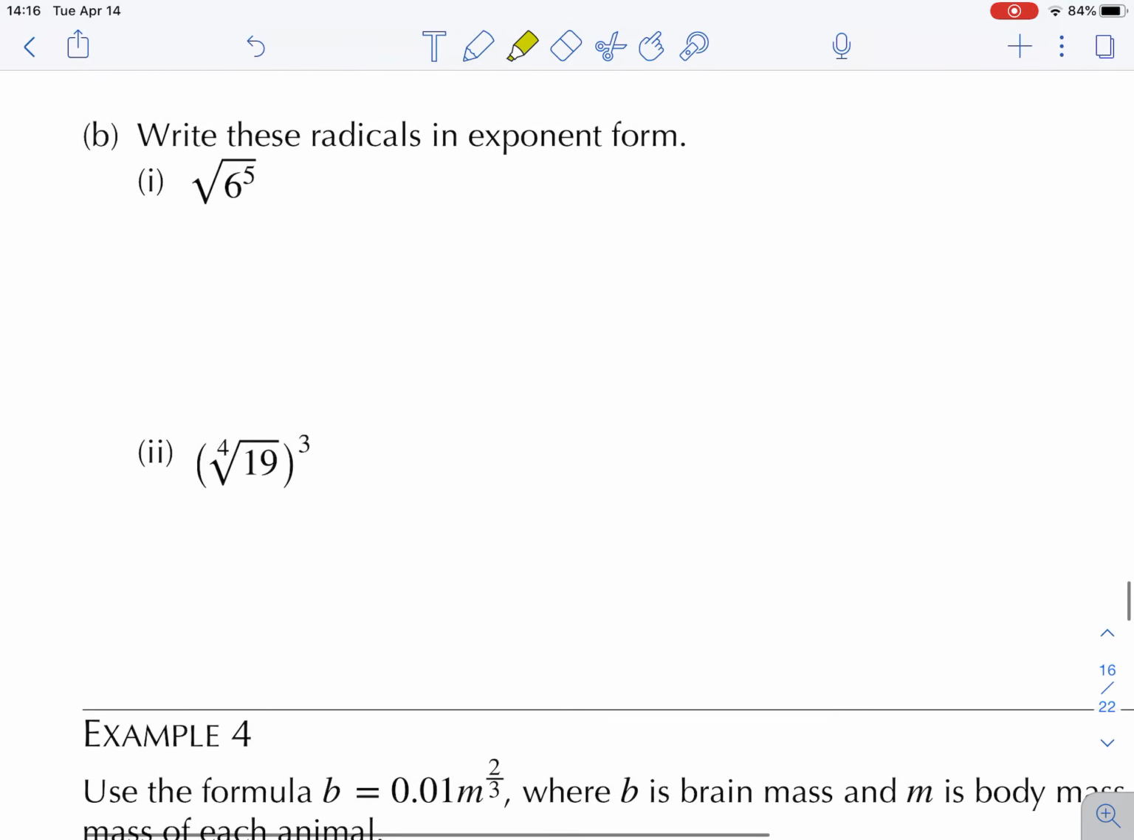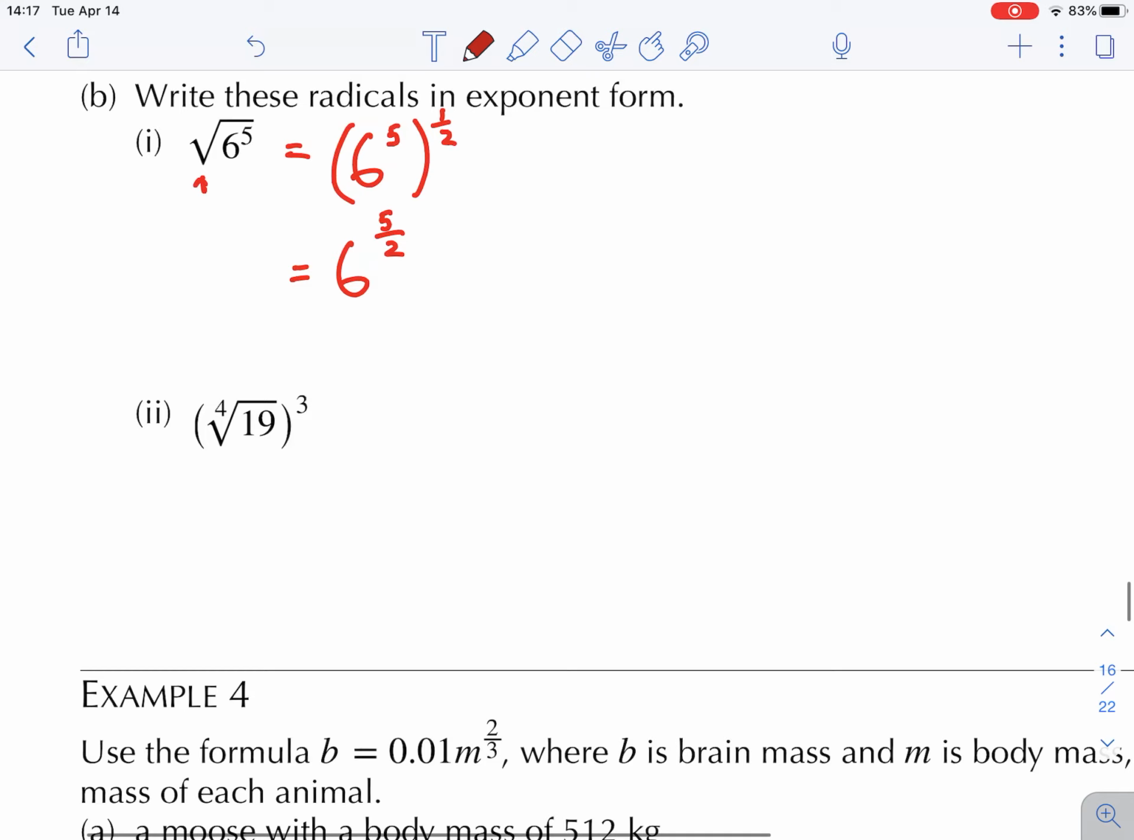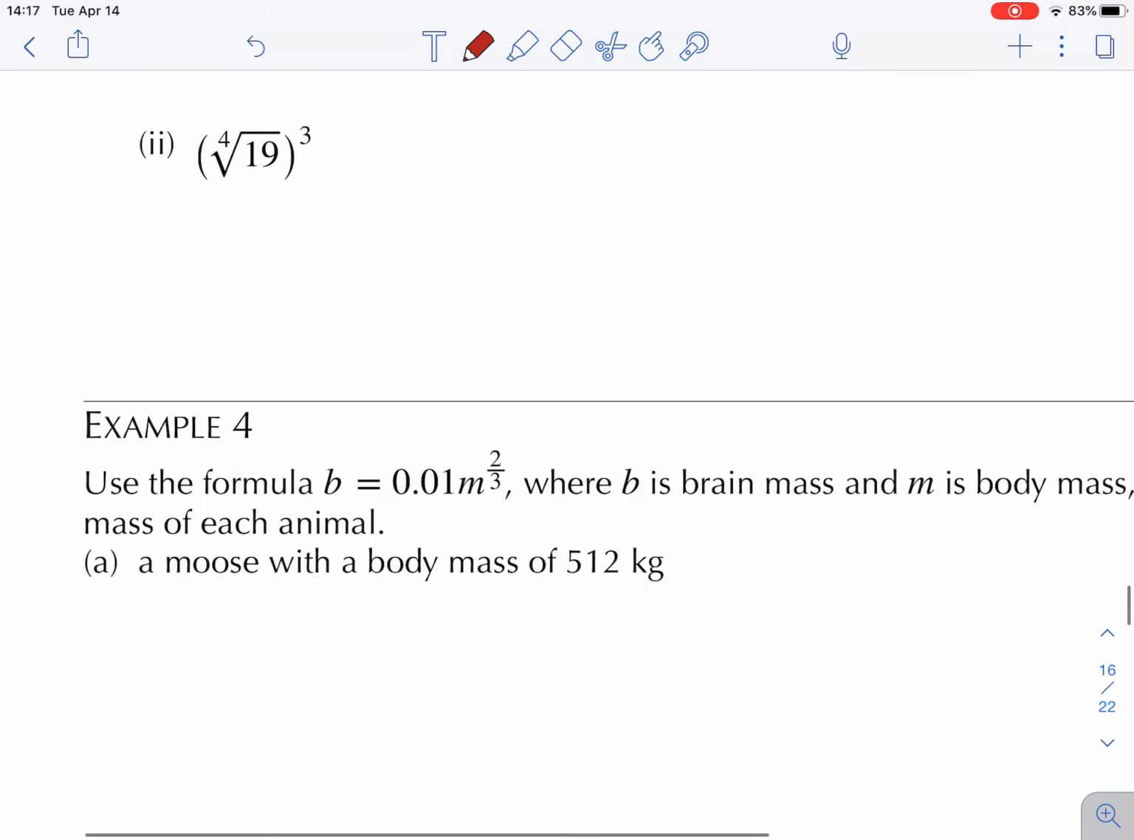All right, let's write these radicals in exponent form. So, we've been writing exponents in radical form. We should be able to go the other way. So let's look at the first one. Square root, that has an index of 2. So we are going to get 6 to the power of 5 raised to the power of 1/2, which will then equal 6 to the power of 5 over 2. And now it is in exponent form.